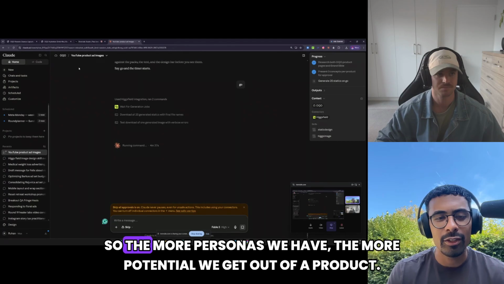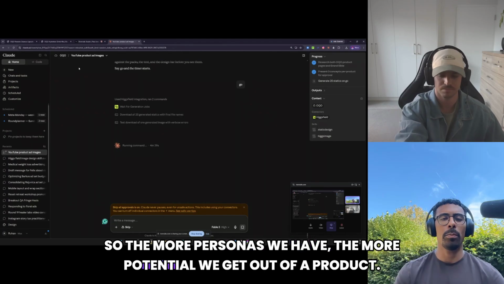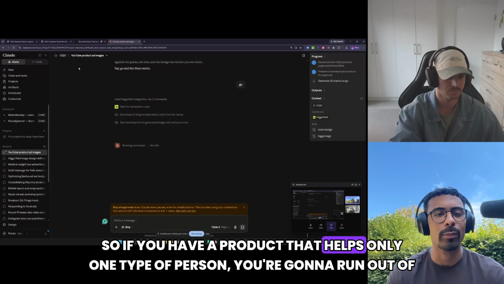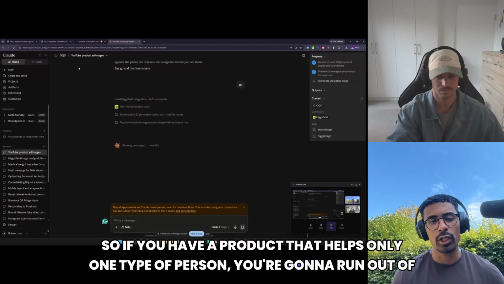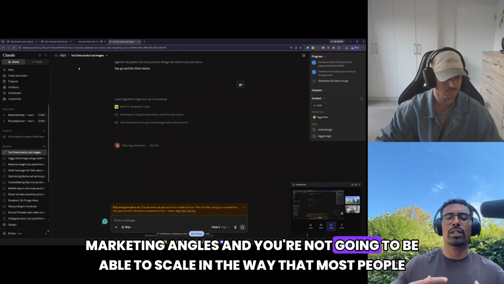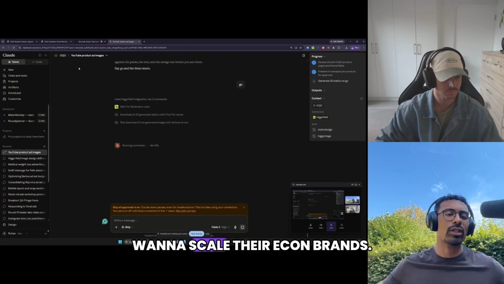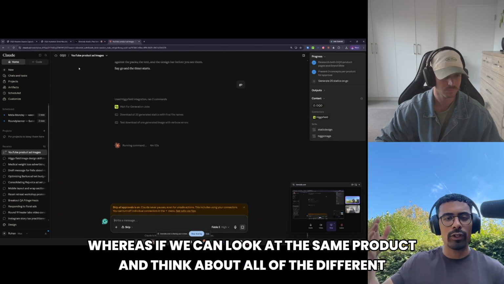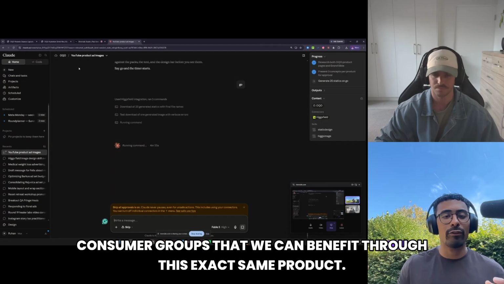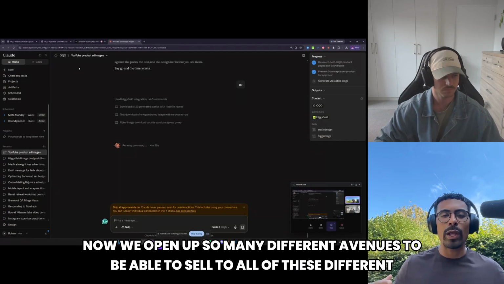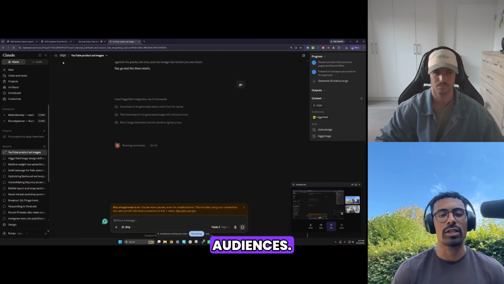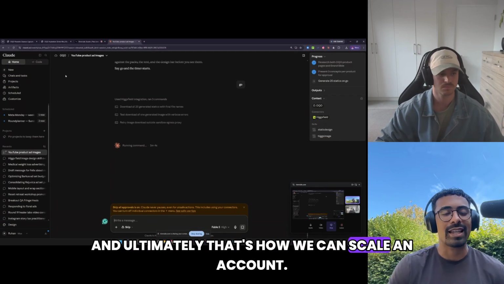So the more personas we have, the more potential we get out of a product. If you have a product that helps only one type of person, you're going to run out of marketing angles and you're not going to be able to scale in the way that most people want to scale their e-com brands. Whereas if we can look at the same product and think about all of the different consumer groups that we can benefit through this exact same product, now we open up so many different avenues to be able to sell to all of these different audiences. And ultimately, that's how we can scale an account.